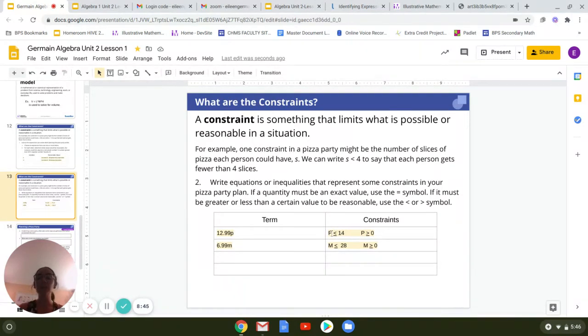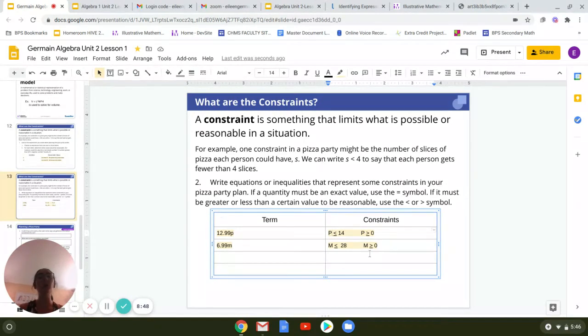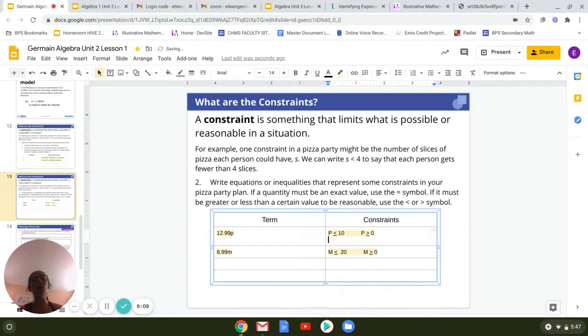So we can say P, because when we talked about our reasonable values before, we said that P is going to be less than or equal to 14. We're not buying more than 14 pizzas. When I say 14, I really mean 10, because that was the number we talked about before. Then we also have to write the constraint that P is greater than or equal to 0. This can be rewritten as 0 is less than or equal to P, which is less than or equal to 10. This is a compound inequality.